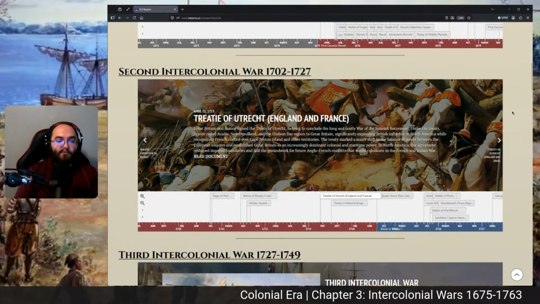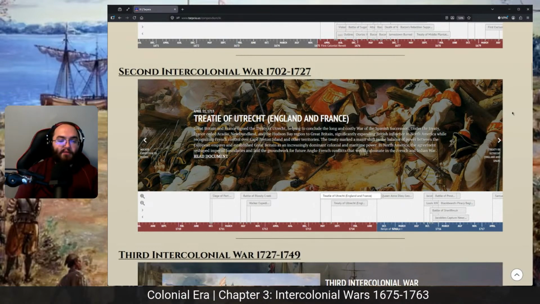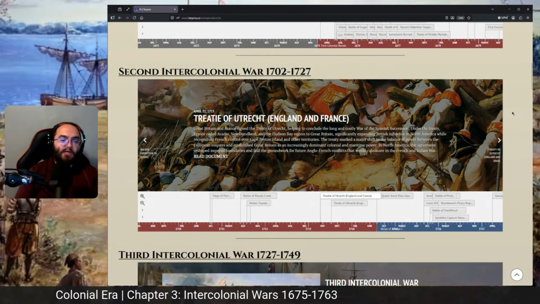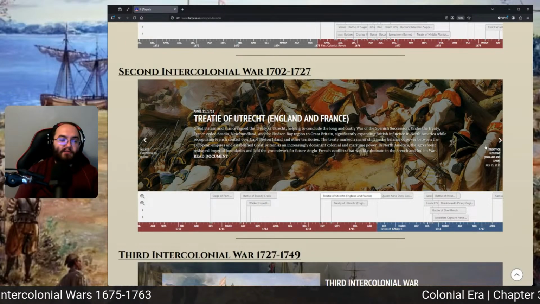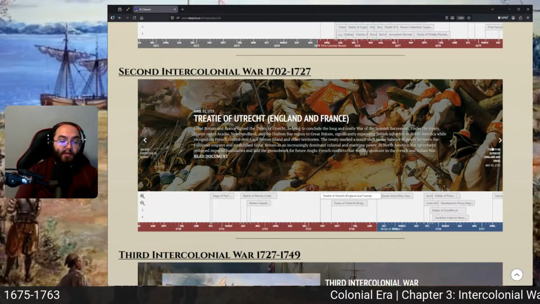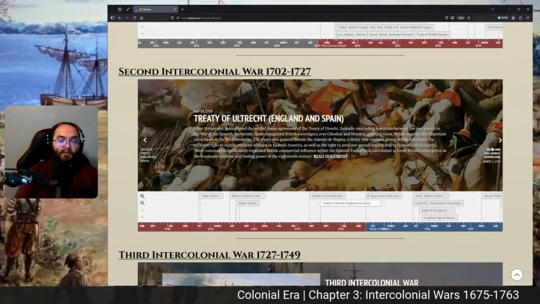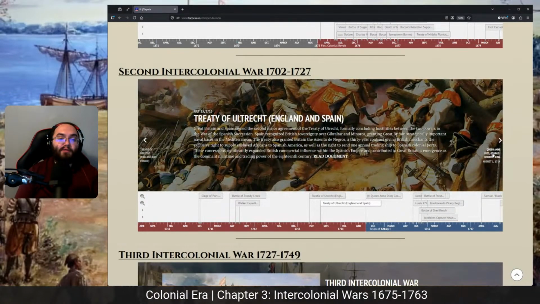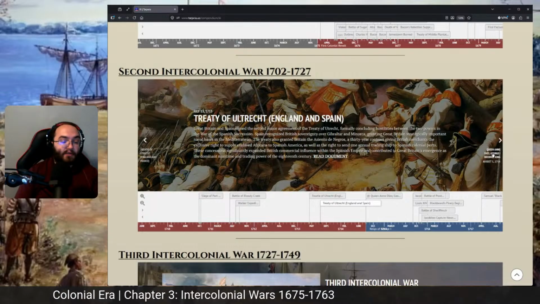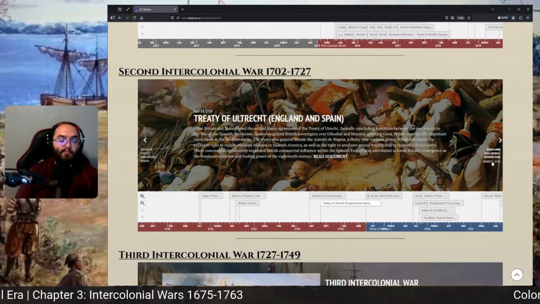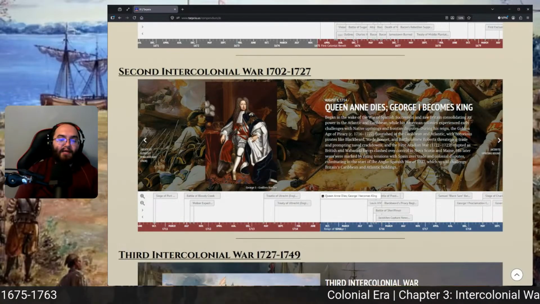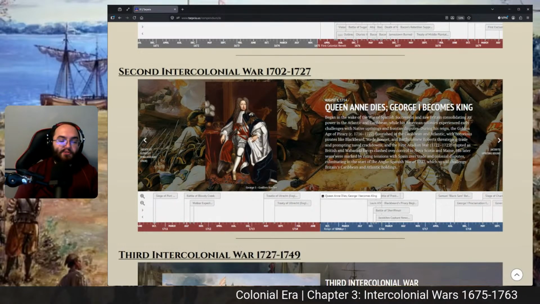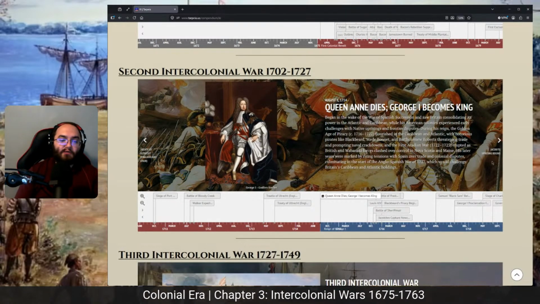Here's the Treaty of Utrecht between England and France. There were multiple treaties of Utrecht, and this established peace, ending the Second Intercolonial War, which is Queen Anne's War. And then here's the Treaty of Utrecht between England and Spain. So they negotiated their treaties separately. And then the next year, Queen Anne dies, and George I becomes King of England.